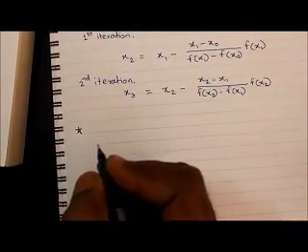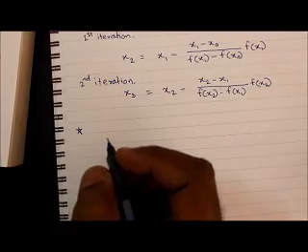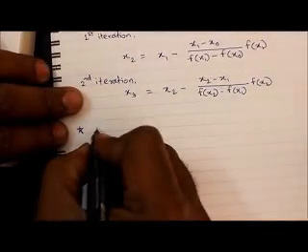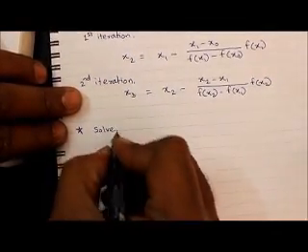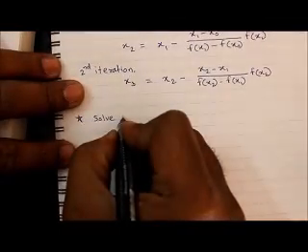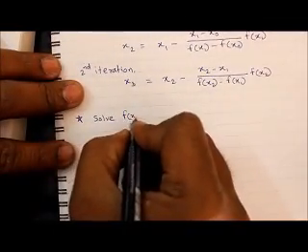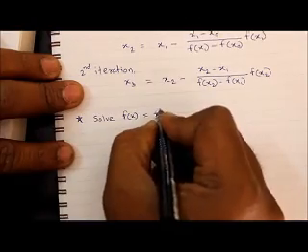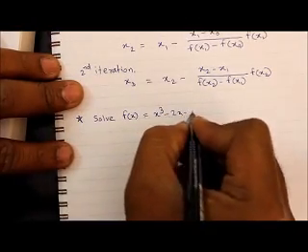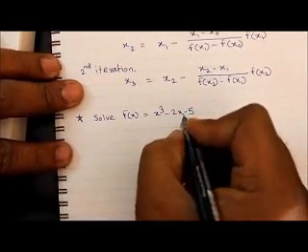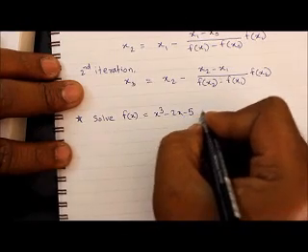Let's take this, solve f(x) is equal to x cube minus 2x minus 5.